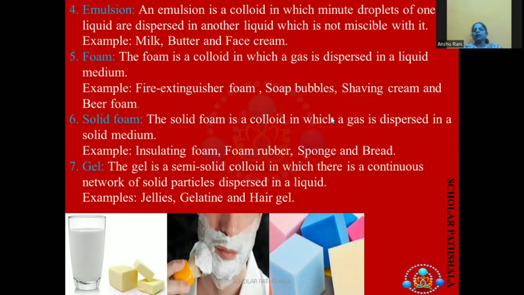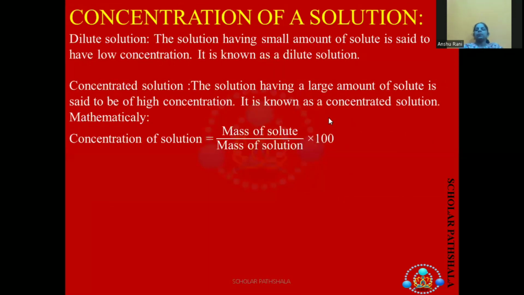Then solid foam. Solid foam is a colloid in which gas is dispersed in a solid medium, like foam, rubber, inside which air gets trapped. Then we have gel. Gel is a semi-solid colloid in which there is a continuous network of solid particles dispersed in a liquid, like jellies, gelatin, hair gels.